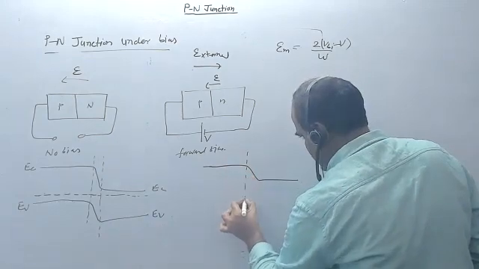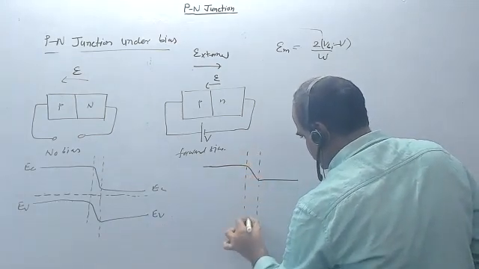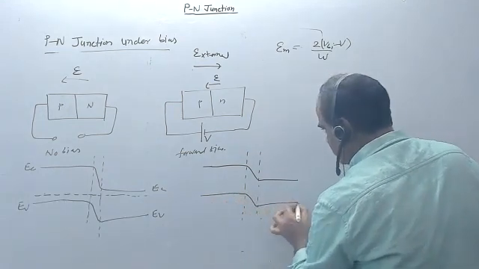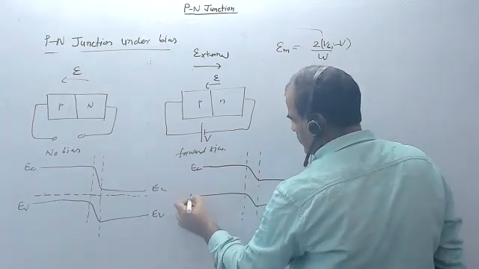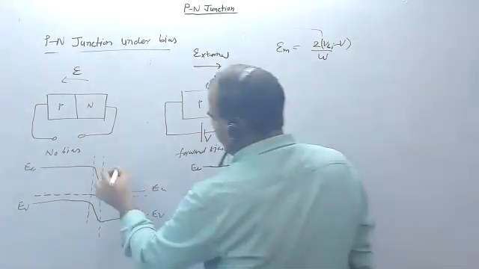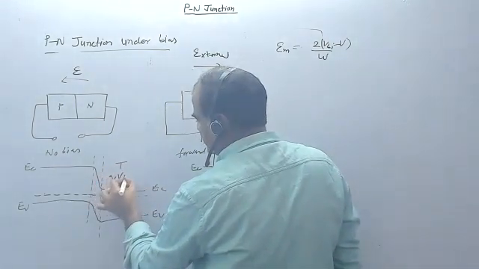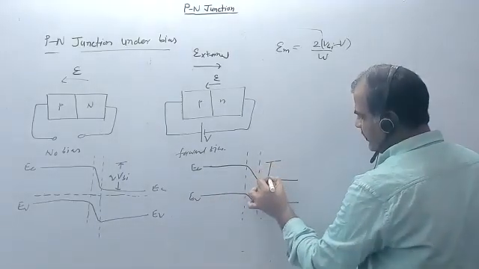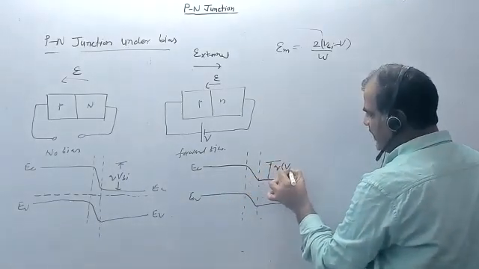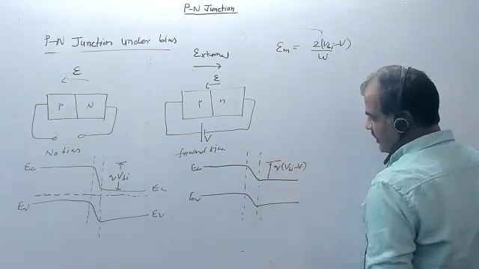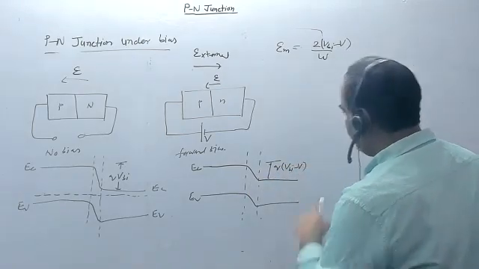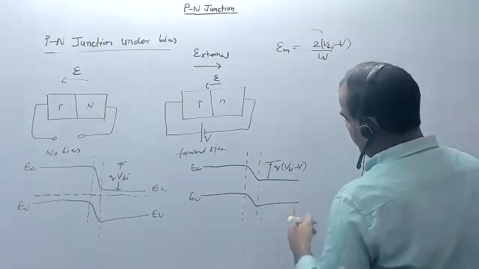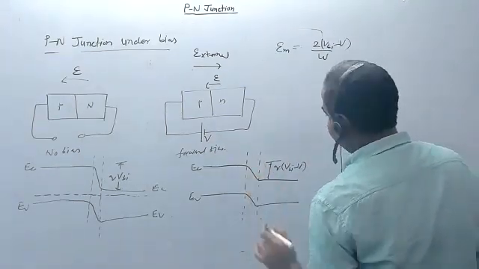So this is my EC, EV. Here I have QVBI, the built-in potential is VBI. Now the built-in potential will become Q VBI minus V, where V is the applied potential. It can be positive or negative. If it is positive, then it is forward bias. So now this width will decrease.